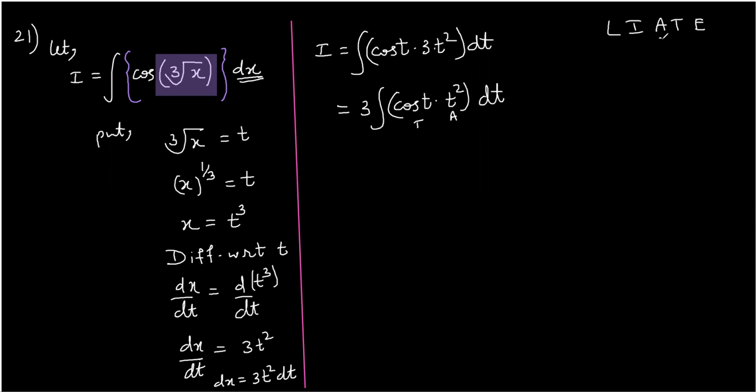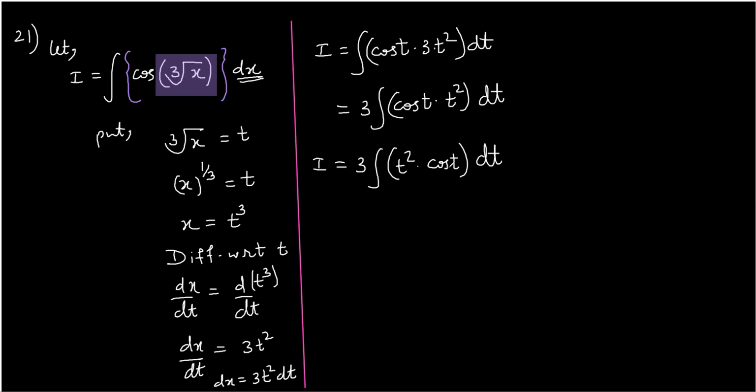LIATE. It has to be algebraic and then trigonometric, so I will have to change the order. So I write here I equals 3 times t square into cos t dt. So this is t square. The power of the algebraic function is 2. So I will integrate this.